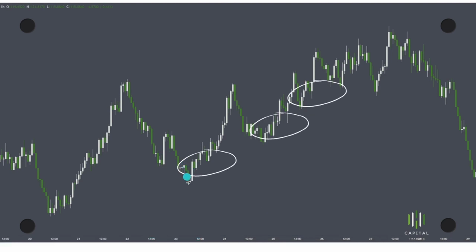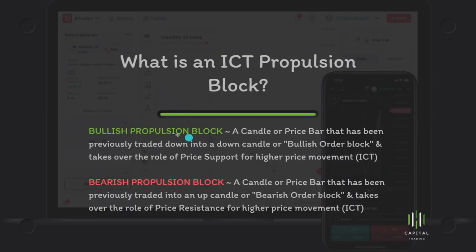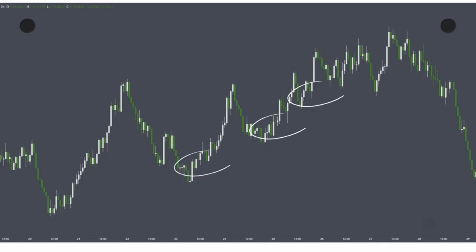remember this, if you look at this candle, this was a bullish order block, right? So what the price did is they went up and then they retested this order block over here, and then price went up again. Remember the definition of the bullish propulsion block. It says a candle or price bar that has been previously traded down into a down candle, right, or a bullish order block, and takes over the role of price support for higher price movement. So this is what happened here.